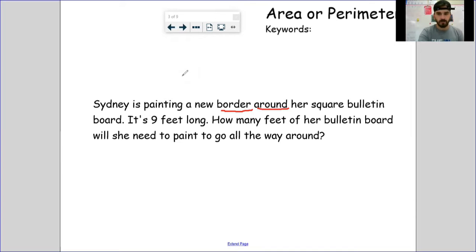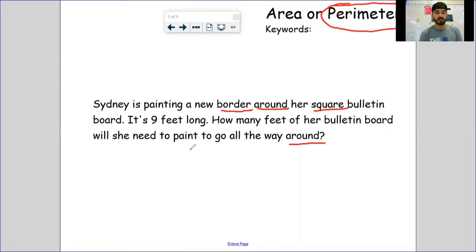Around is one. Square is one, and you see around down here as well. So guys, a border, like my bulletin boards have borders, my whiteboard has a border, our state and our country have borders. That's just going around the outside, right? So even if you didn't know border, you could see around and probably know, hey, I've got to find the perimeter here because I'm going around the outside.